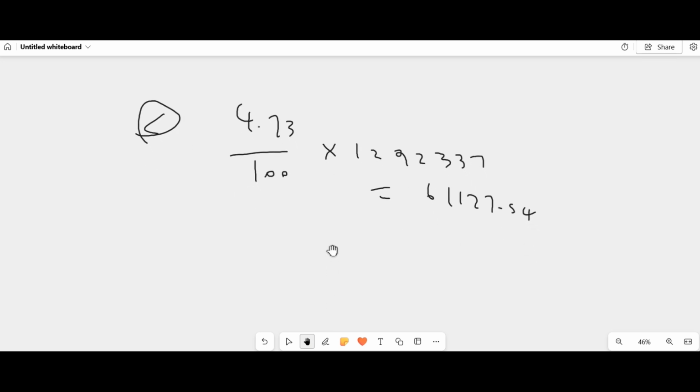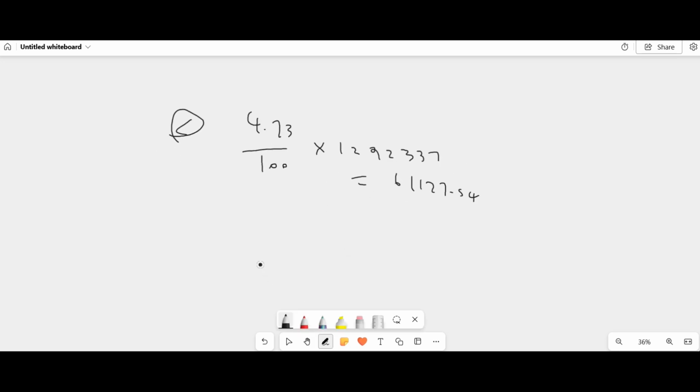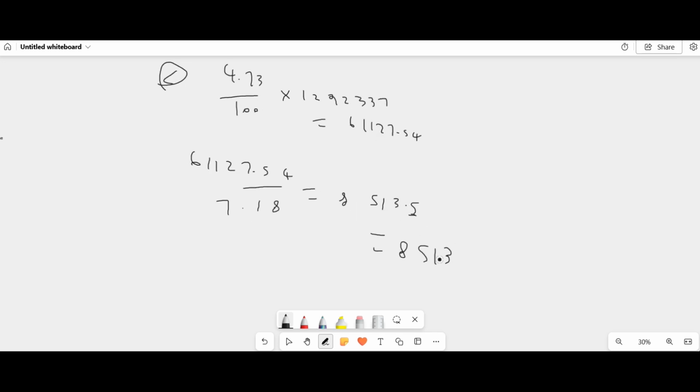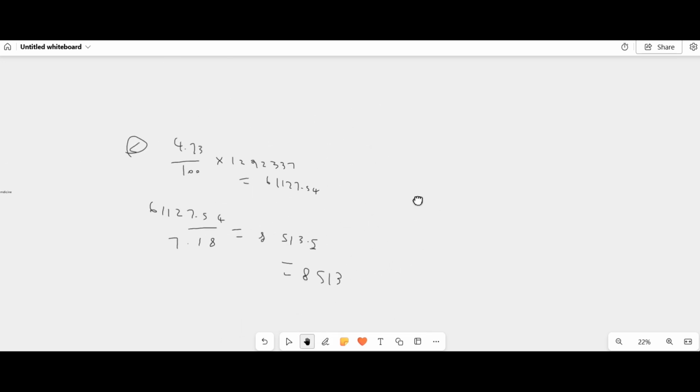And then it says that it's going to be 7.18 times fewer control patients with hypertension. So divide that number, 61127.54, by 7.18, and you're going to get how many with hypertension. So 8513.5. Obviously this is people, so you can't have 0.5, so you just put 8513. It's always better to do the lower number, but it doesn't really matter. You can put 8514 as well, you're still going to get the mark here. Alright, cool.